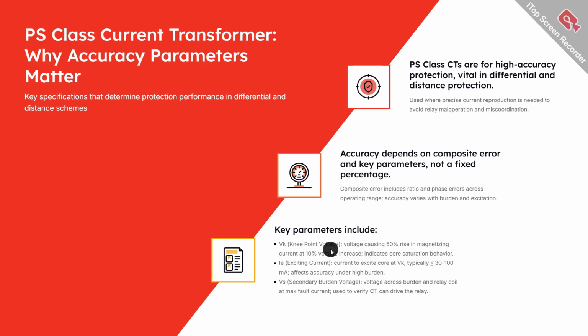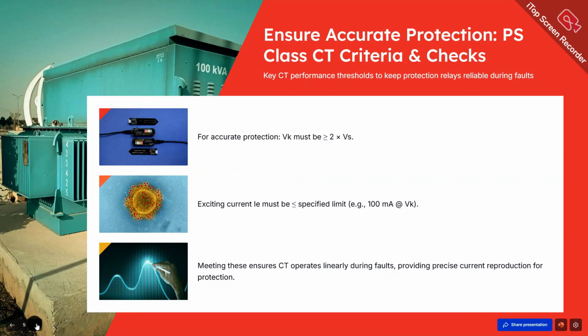Every 10% voltage increase gives a 50% rise in magnetizing current. So if you keep increasing voltage, the current also increases proportionally, but at a certain point the current suddenly rises more than 50%. That point is knee point voltage. Exciting current at VK is very important, and we have to calculate secondary burden voltage. How we have to calculate secondary burden voltage, that we will see here. So VS, normally we call it as VS.